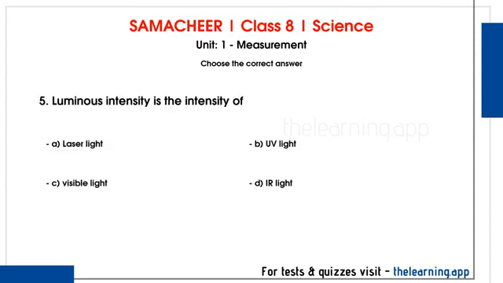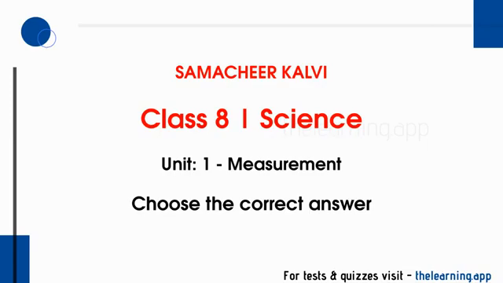Question 5. Luminous intensity is the intensity of. Options are A. Laser light, B. UV light, C. Visible light, D. IR light. Correct answer is C. Visible light.